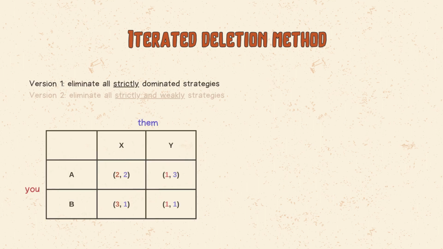Let's see an example of how to use the iterated deletion of dominated strategies method to solve a game. Suppose you and your friend are playing a game where you can either choose A or B, and your friend can either choose X or Y. The payoffs are shown in the following matrix. In this game, there are no strictly dominant or dominated strategies for either player. However, there are weakly dominant and dominated strategies. For you, choosing A is weakly dominated because it gives you at most the same payoff as choosing B, and strictly lower if they choose X. For them, choosing X is weakly dominated because it gives them at most the same payoff as choosing Y, and strictly lower if you choose A.